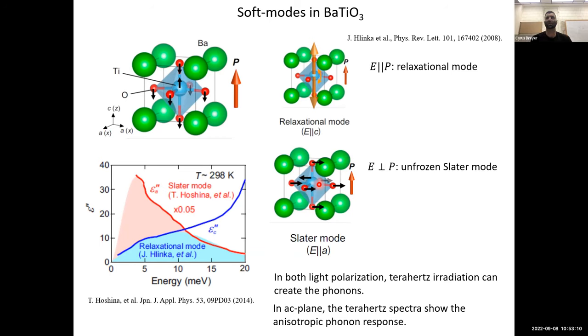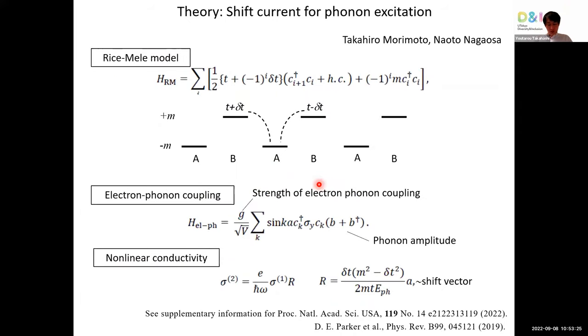Even if, I know you need a terahertz active or IR active mode, but even a Raman active mode would work? No. This mechanism needs the excitation of the polar mode. An IR active optical phonon is needed. Got it. And that's causing some polarization change, which gives you the photocurrent. Yeah, exactly. And maybe just one more quick question.